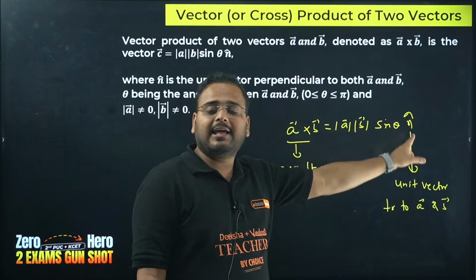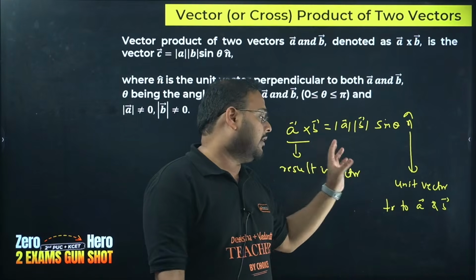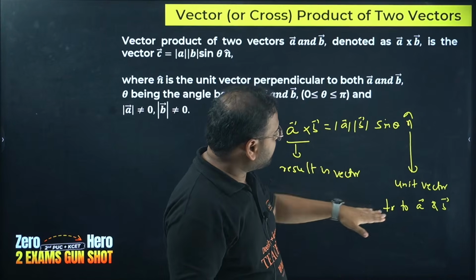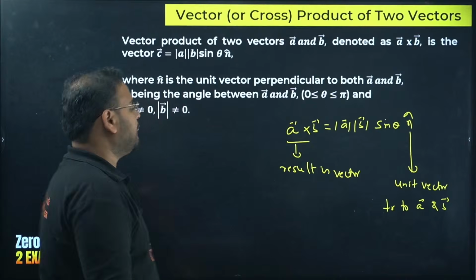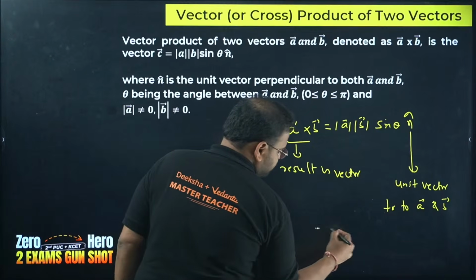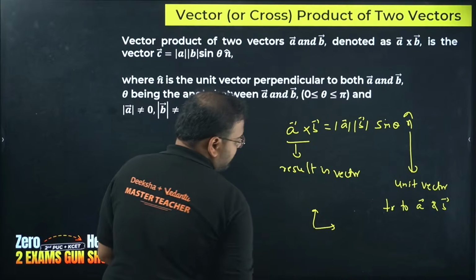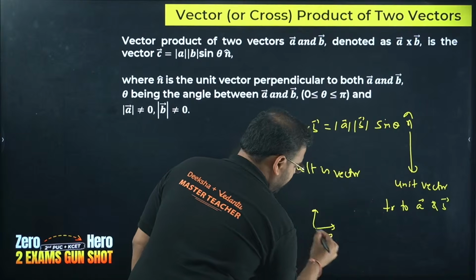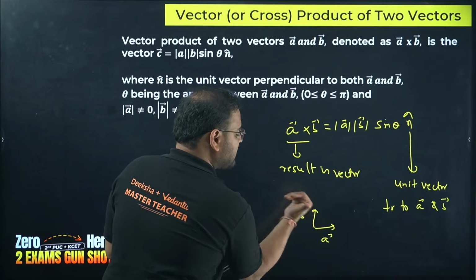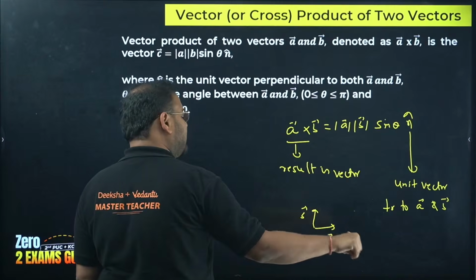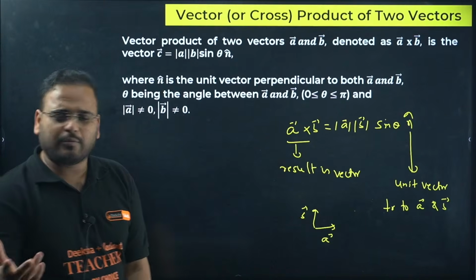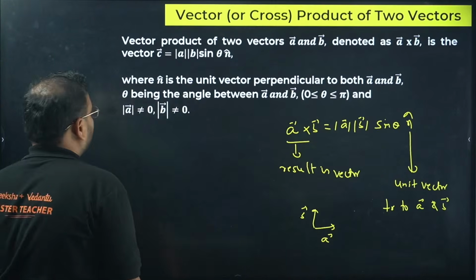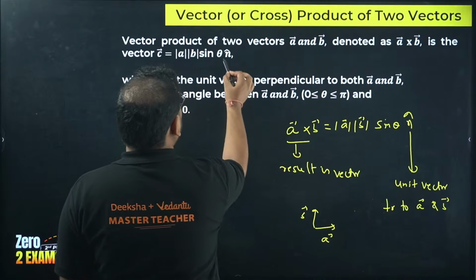So n cap means a unit vector perpendicular to both of these, so the plane is going to be perpendicular to both vectors A and B. For example, if my A is like this and B is over here, A cross B will be outside the plane of the screen, and B cross A will be inside the plane of the screen. I know all of you must have known this already in physics, right? Great. So n cap is very important.